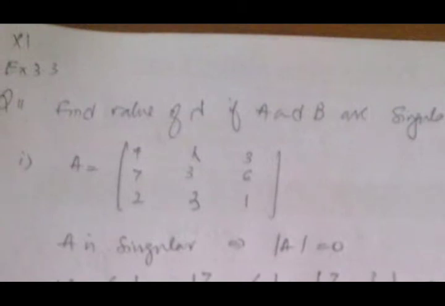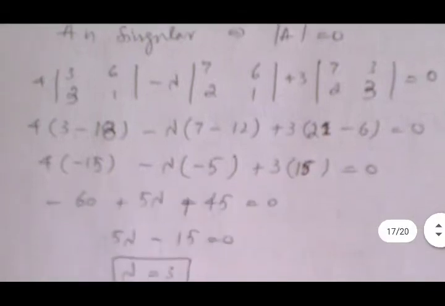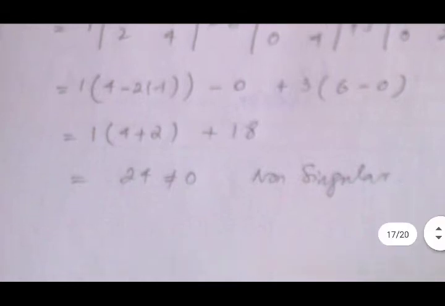Now we find lambda. A and B are singular. A is singular, it means its determinant is equal to 0. We find its determinant and put it equal to 0, and then find the value of lambda. Now we show that it is singular or non-singular. We find its determinant. If it is equal to 0, then it is singular. If not, then it is non-singular.